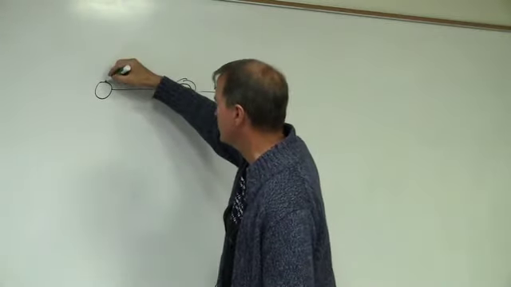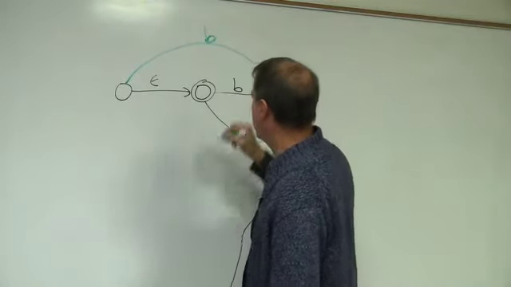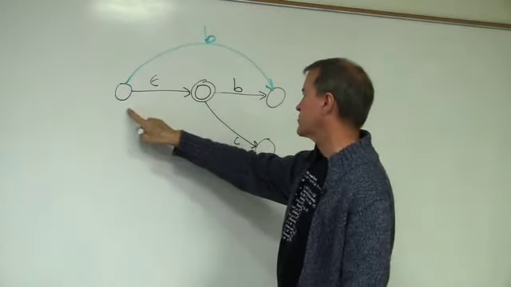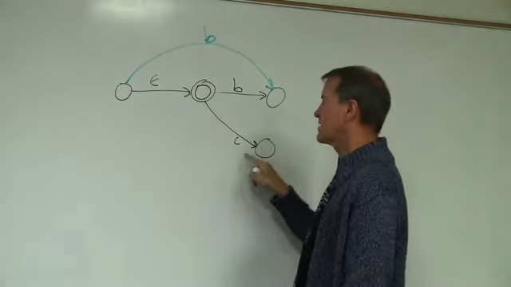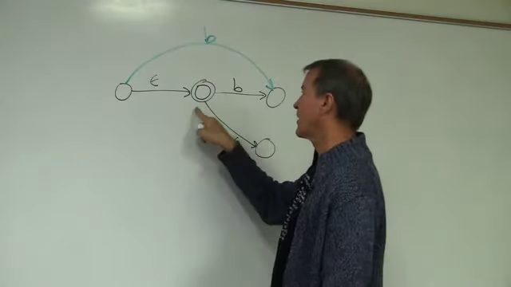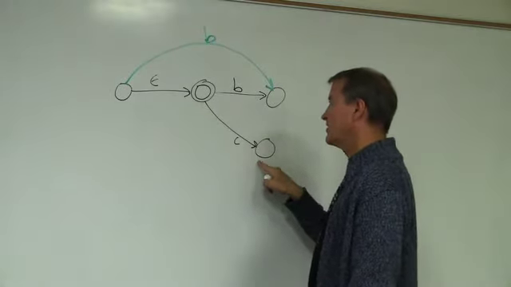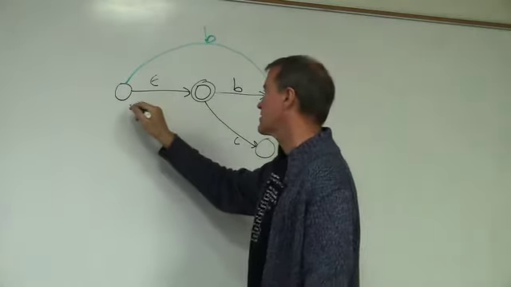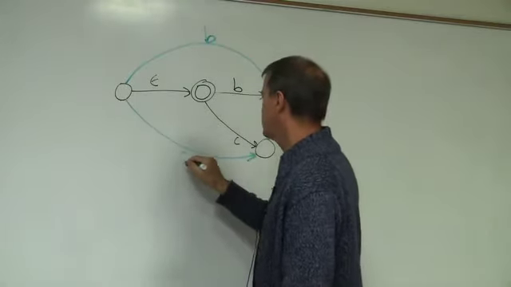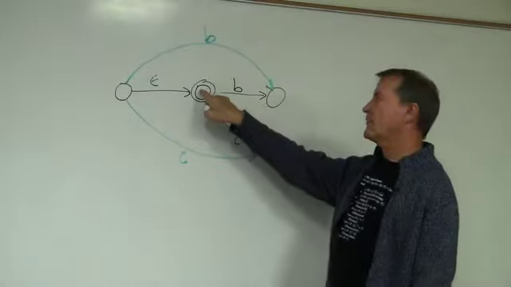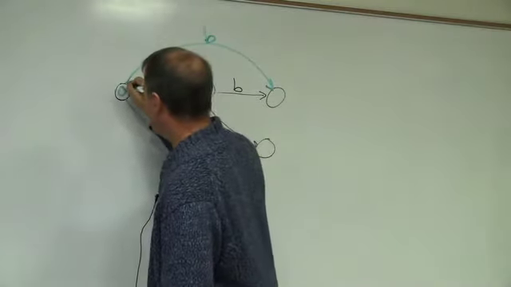And similarly for C. Because there's an empty transition from here to here, and a transition on C from here to here, that means you could go from here to here without scanning anything, and then go from here to here by scanning a C. So you can get rid of this if you just start here and scan a C. And if this is a final state, then you have to make the first state final as well.